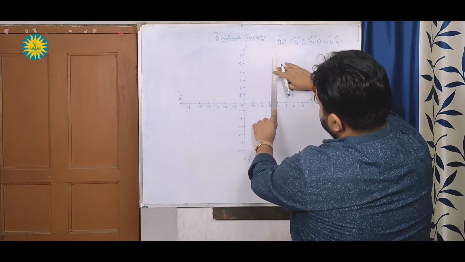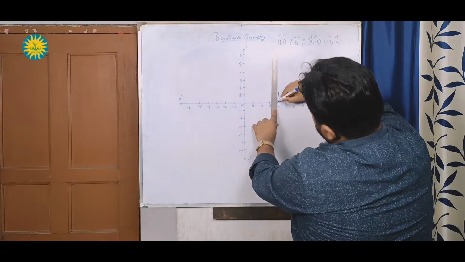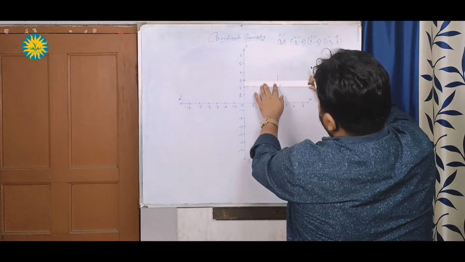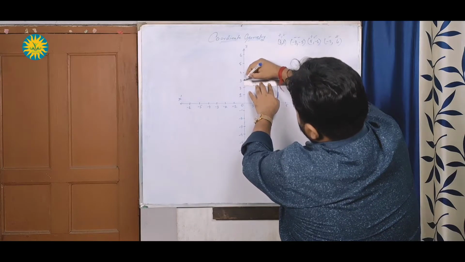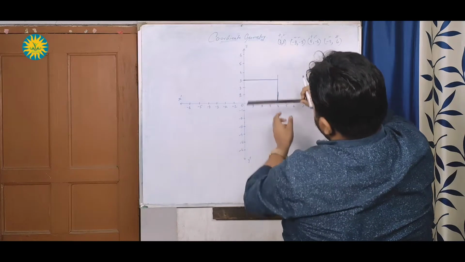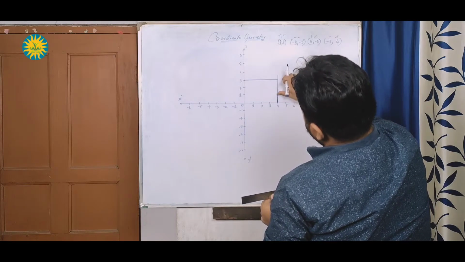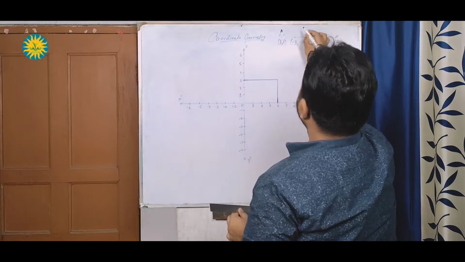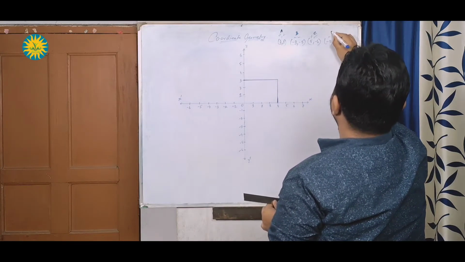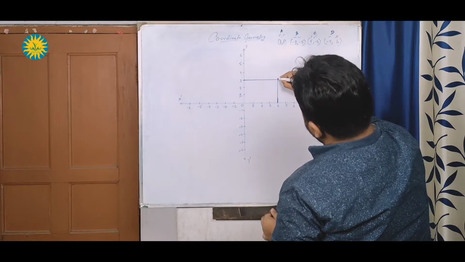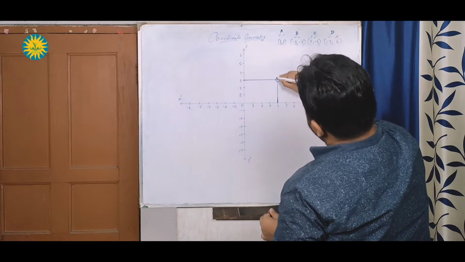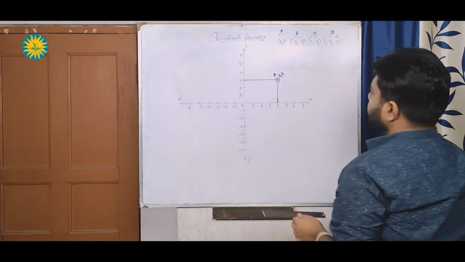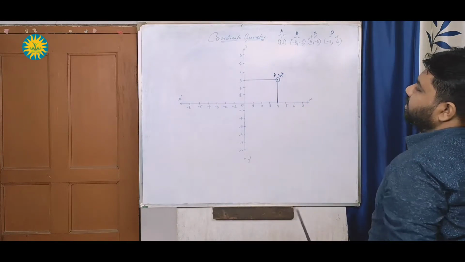Just see, the x coordinate and the y coordinate meet here. I am just giving names to the points: A, B, C, D. So this is 4 comma 3. This point is 4 comma 3 and this is point A. Now minus 3 comma minus 5.